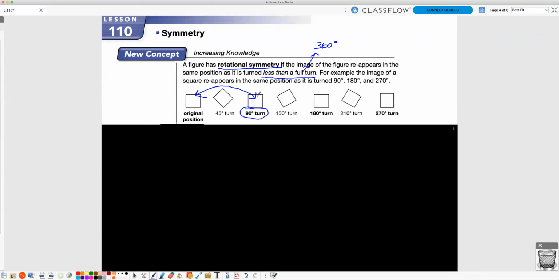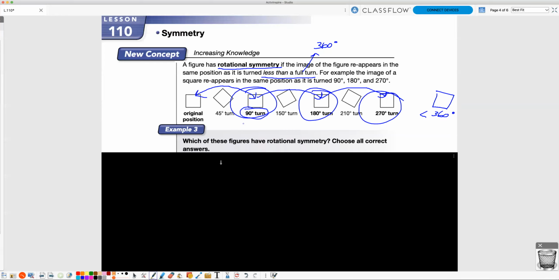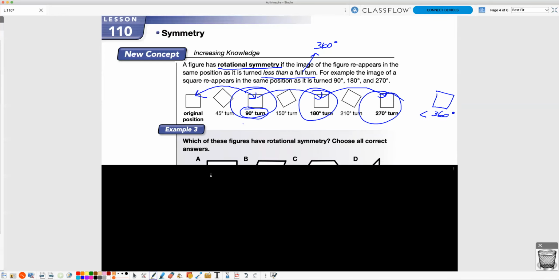If we went further, it also happened again at 180, and if we went further, it would also happen again at 270 degrees. If we did 360, we'd be back to the original square, and that wouldn't be considered rotational symmetry. But here you can see it happen once, twice, three times before. So it has to be less than 360 degrees, and in this case it is. So it's rotational symmetry. Which of these figures have rotational symmetry?